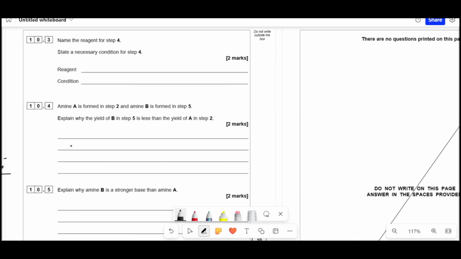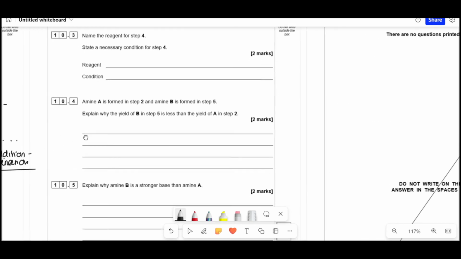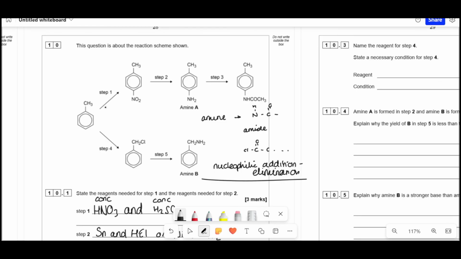Then it says, name the reagent for step 4, and then state a necessary condition. So for step 4, what have we gone from? We've gone from a CH3, an alkane, to a halogenoalkane. So it's really important you recognize that it does not matter if it's stuck to a benzene. As long as it's there, it will probably do the same stuff.